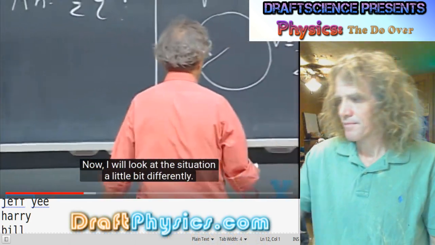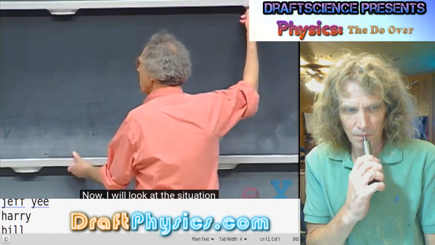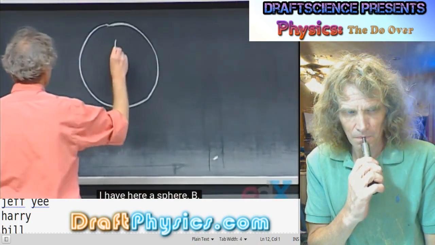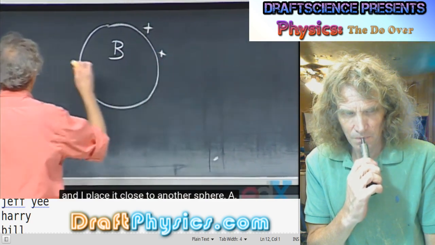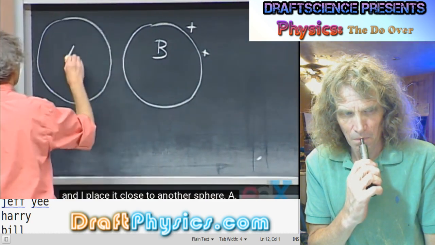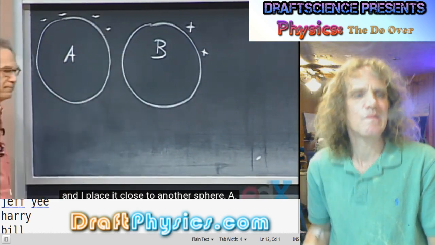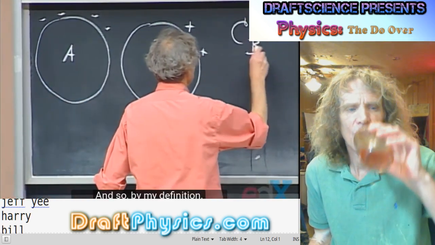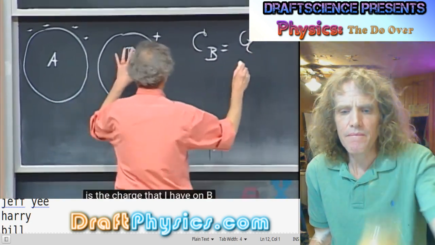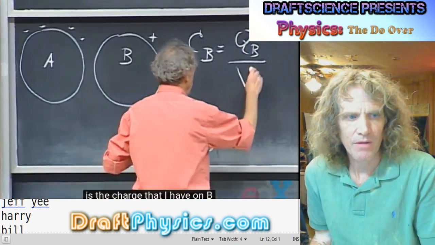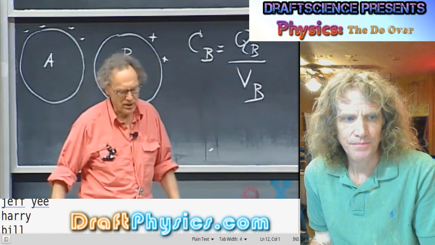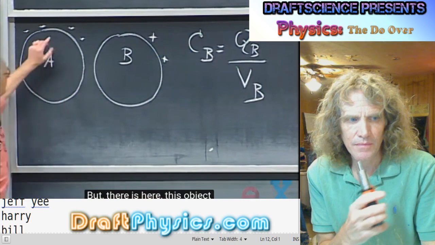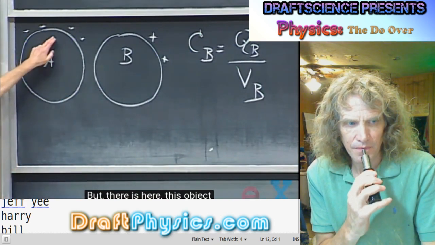I will look at the situation a little bit differently. I have here a sphere, B, positively charged, and I place it close to another sphere, A, which is negatively charged. And so, by my definition, I can say that the capacitance of B is the charge that I have on B divided by the potential of B. That would be my definition. But there is here this object which is charged negative.